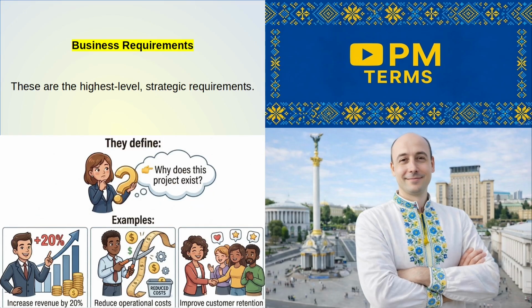After understanding what requirements are, let's move on to the main types of requirements. First of all, let's look at business requirements. These are the highest level strategic requirements. They define why this project exists. Examples: increase revenue by 20%, reduce operational costs, improve customer retention.